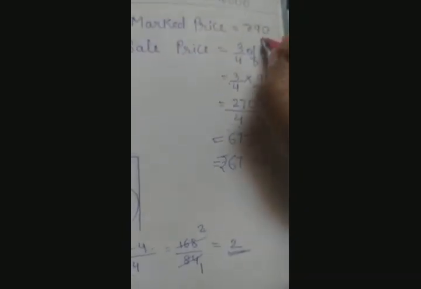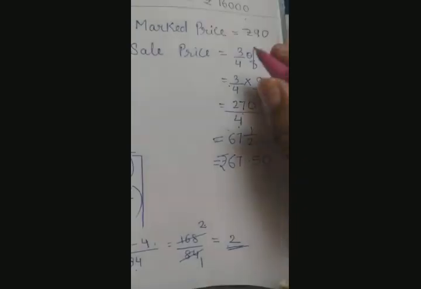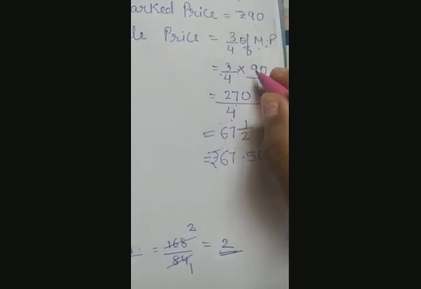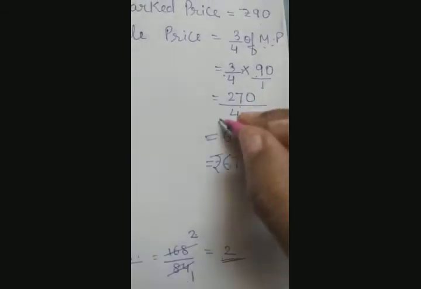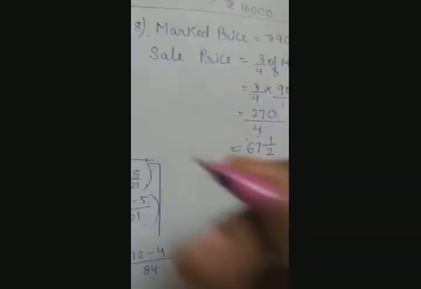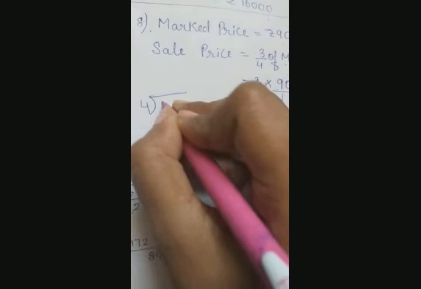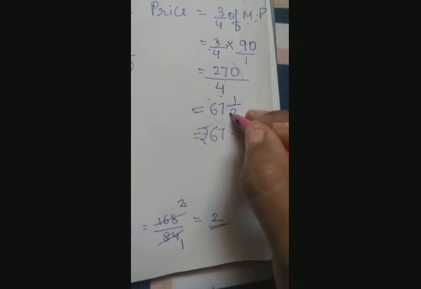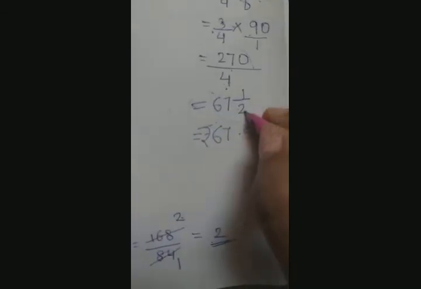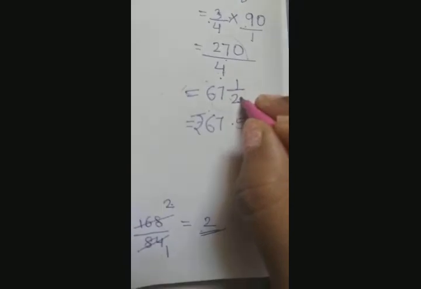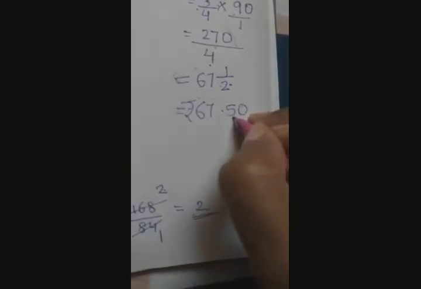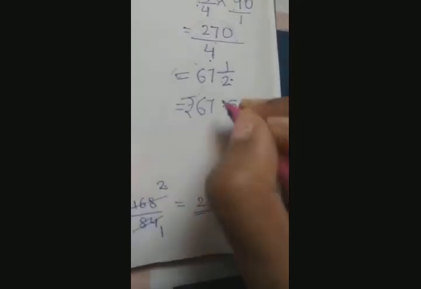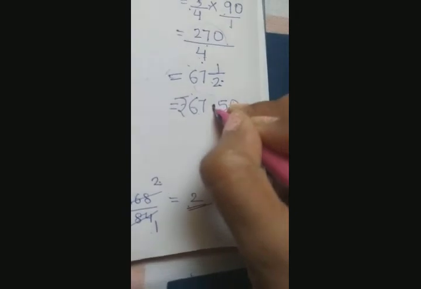Very simple. See, marked price written over here 90. Selling price is 3/4 of marked price. So 3/4 multiplied by 90. So 3 by 4. Here 270 by 4. And then convert into mixed fraction like this, using the division method also you can do. Okay. Then find. The answer will be 67.5. Half means what? You have 1 rupee. So half of 1 rupee, that is 50 paise. So 67 rupees and 50 paise. So we'll write 67.50.